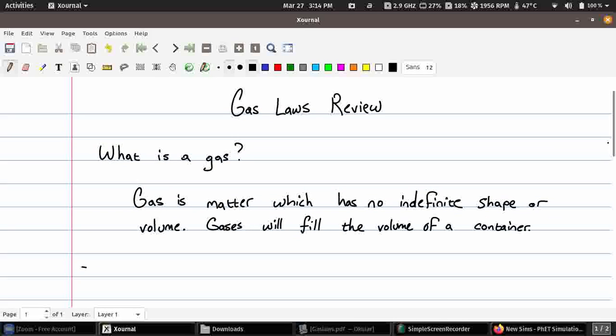We need to define what a gas is. So, when you ask yourself, what is a gas? Gas is matter which has no definite shape or volume. Gases will fill the volume of a container.